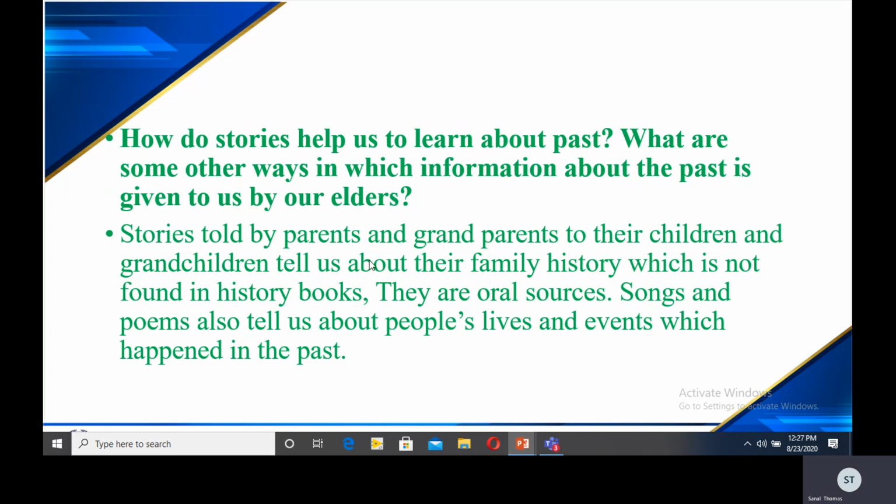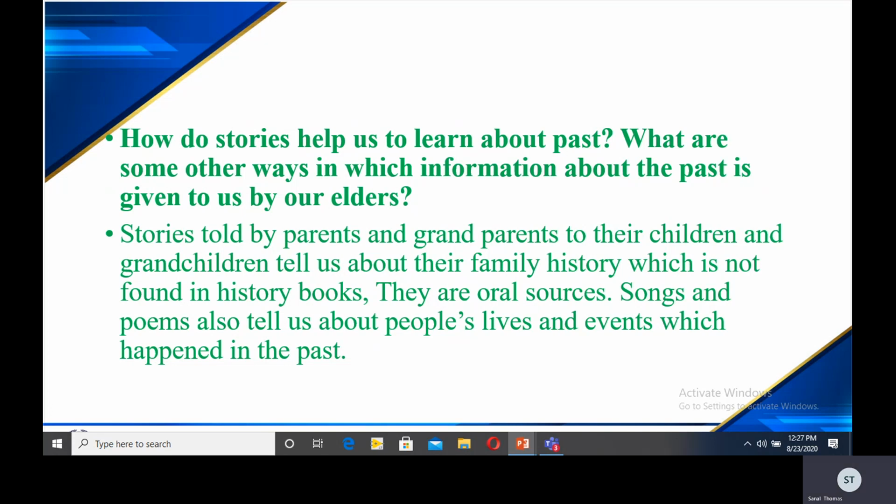The stories told by parents and grandparents to their children and grandchildren tell us about their family history, which is not found in history books. So these can be called oral sources, right? The songs and the poems also tell us about people's lives and events which happened in the past.